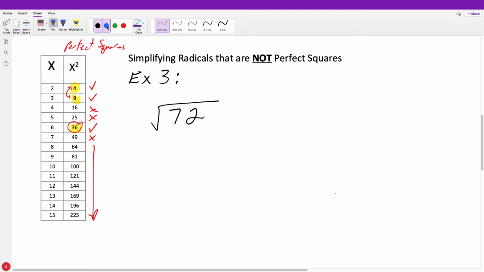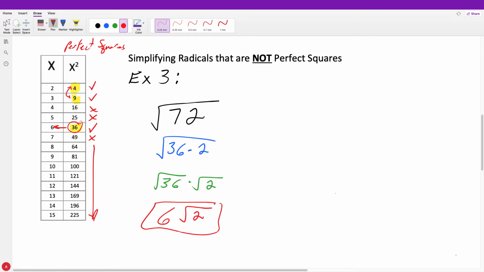So in this case, we will rewrite this then as 36 times what gives me 72? And 36 times 2 does. Then we're going to separate them. The square root of 36 times the square root of 2. And the square root of 36 I know is equal to 6. I can't take the square root of 2 as a whole number, so it's going to remain. So this will be 6 times the square root of 2.